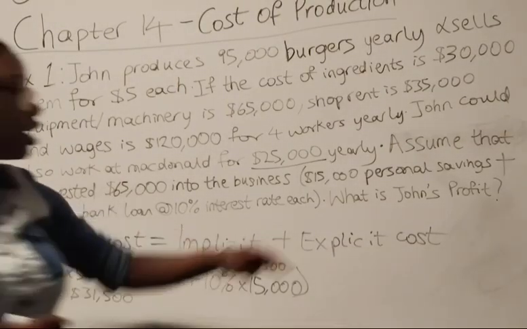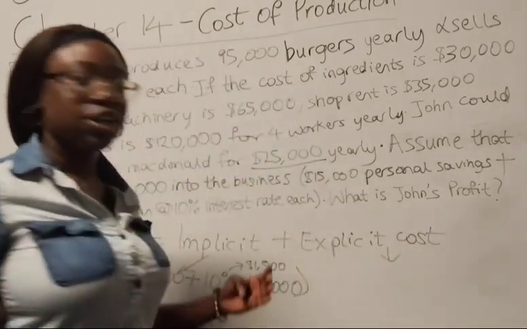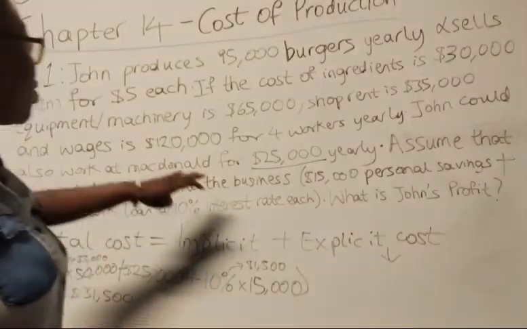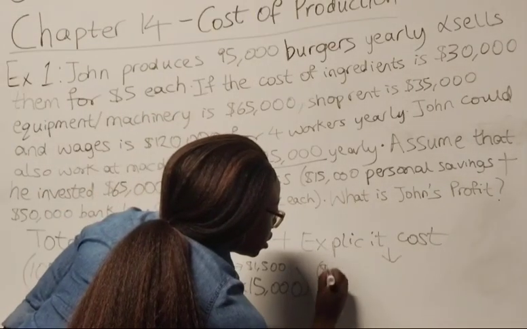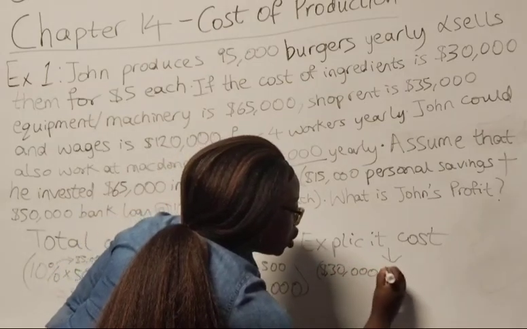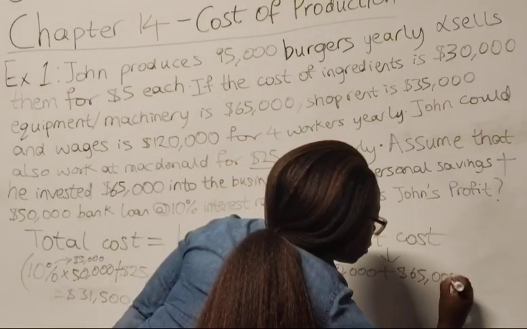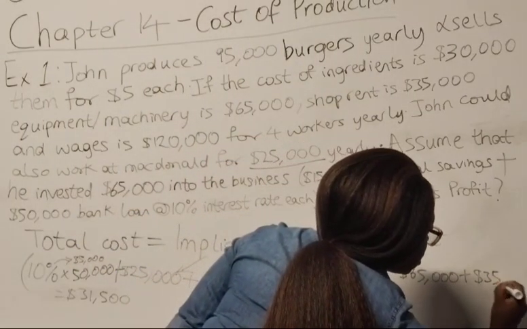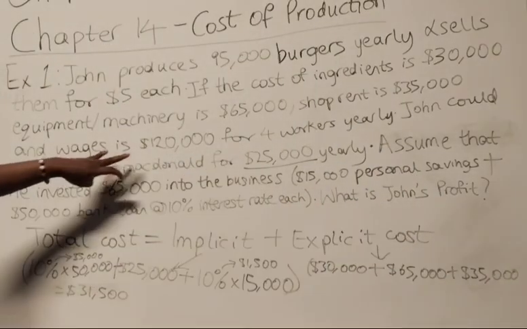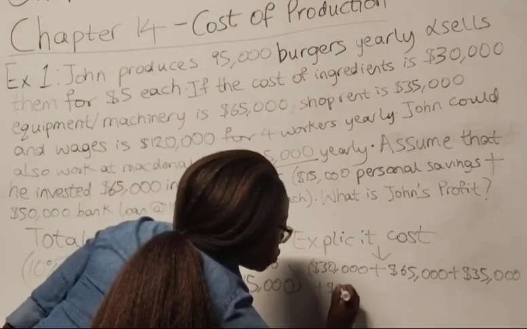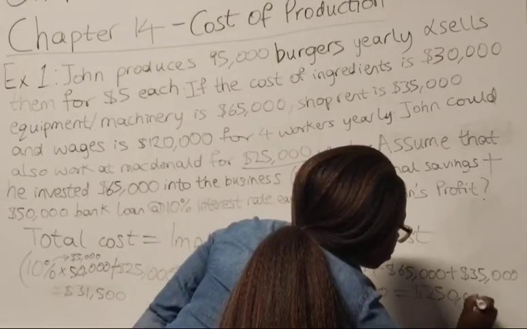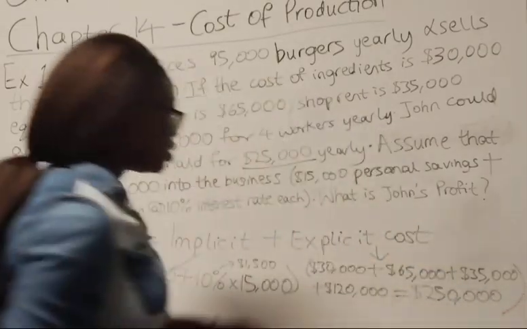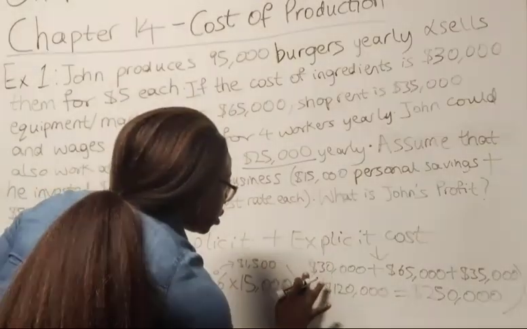All right. Now let's go to the explicit cost, which is the one that everybody always remembers to look at. Okay, so your explicit cost for John, we talked about the cost of ingredients, $30,000. The cost of machinery on a yearly basis, $65,000. How about the cost for rent? $35,000. How about the wages he's paying his workers? $120,000. So if we add that up, that's going to give us $250,000. Okay, so this is his total of explicit costs.